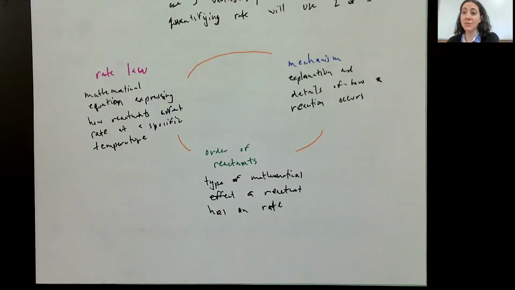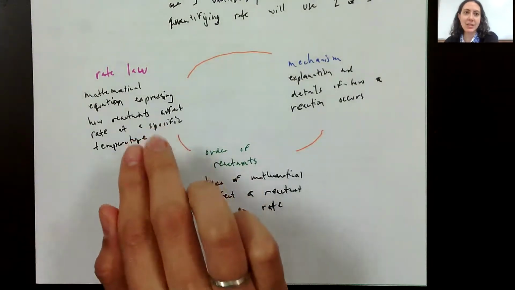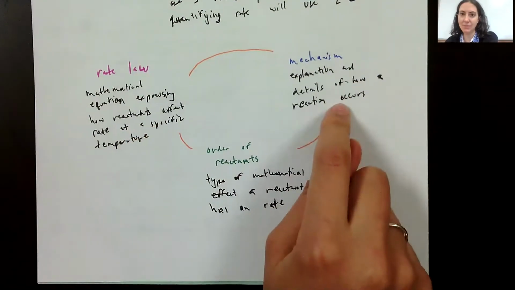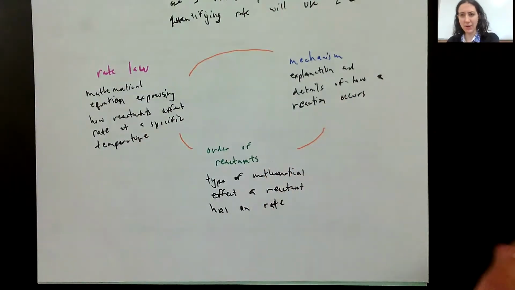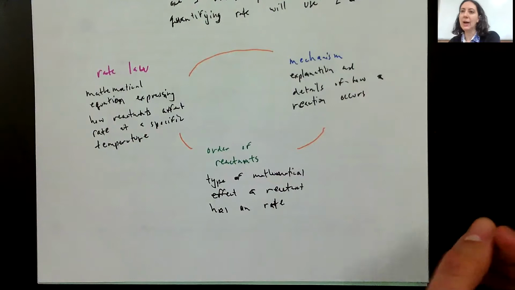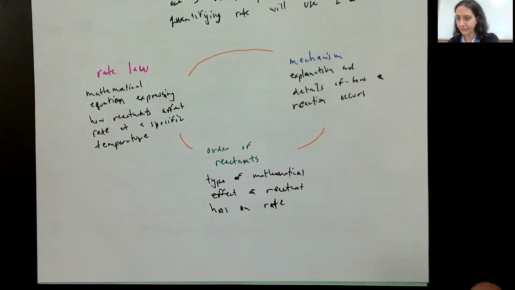A rate law is written for a specific temperature. If you change the temperature, it can still work, but you have to alter parts of it, which we'll get into also. The rate law is connected to the mechanism. So it's an explanation and details of exactly how a reaction really occurs. When you see a chemical equation, that is a summary, not the whole deal.